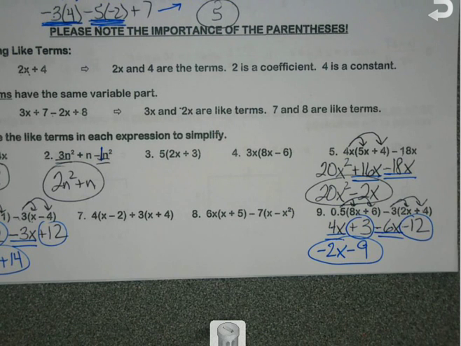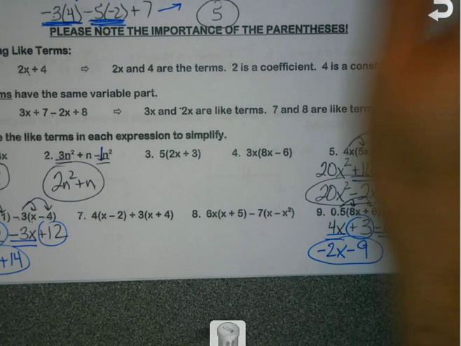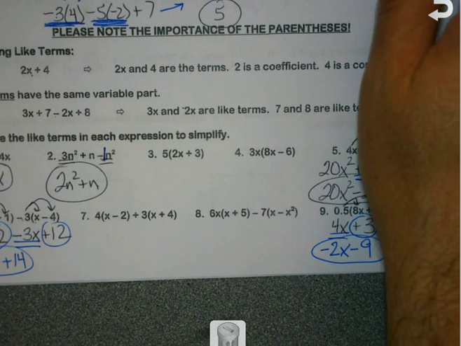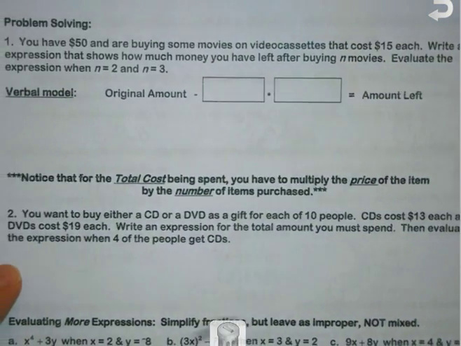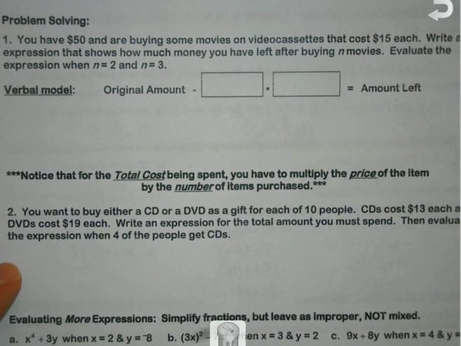Okay? Anything question-wise before we head to the back? Just going to finish this off back here. A big part of what we're going to be doing here is going to be problem solving. So like here we got $50. We're going to buy some movies on video cassette. Holy cow, some of you have probably never even seen one. They cost $15 each. Write an expression that shows how much money you have left after buying n movies. Evaluate the expression when n equals 2 and n equals 3.